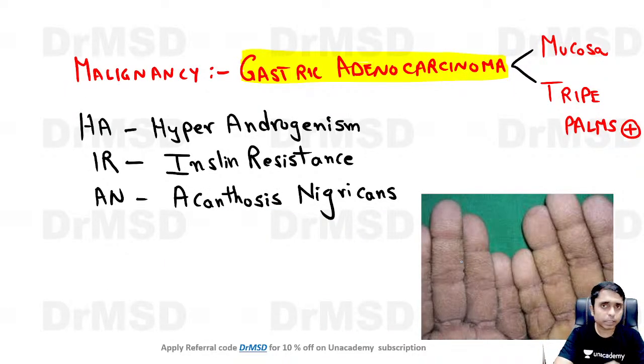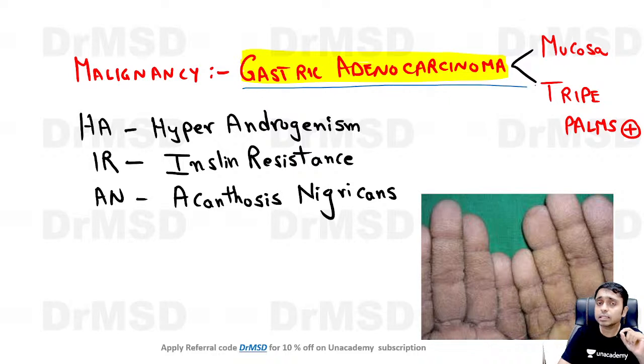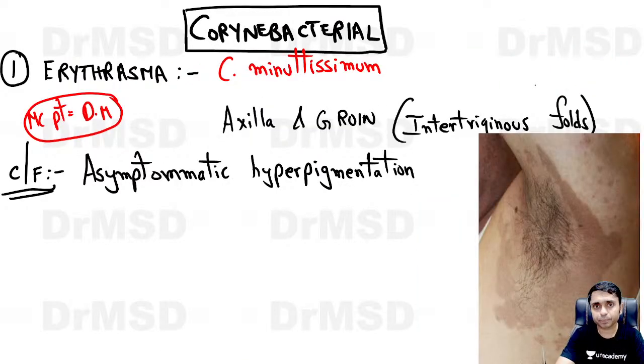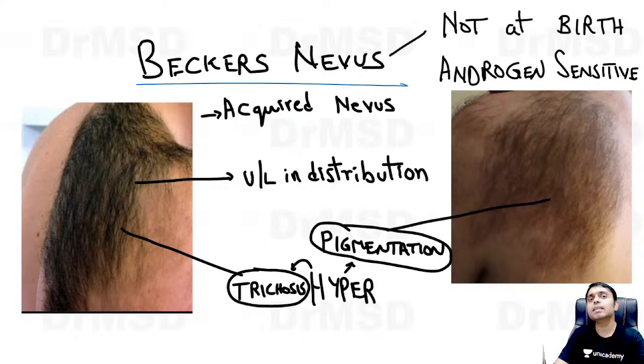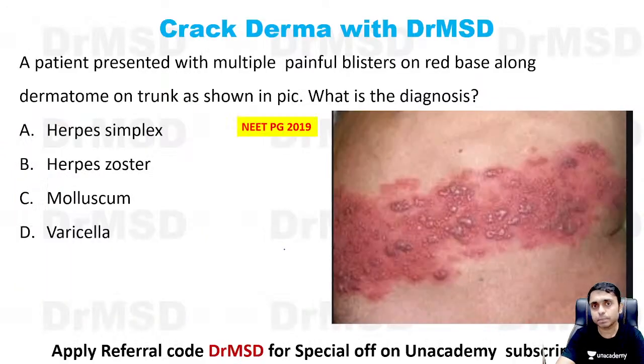And this can not only be seen associated with obesity, but also malignancy can cause this velvety hyperpigmentation, and the most common malignancy is GI related, that is gastric adenocarcinoma. And erythrasma, it is due to Corynebacterium minutissimum, whereby we can see this asymptomatic hyperpigmentation present in the axilla and groin. And Becker's nevus, it is the acquired nevus which manifests itself from the time of puberty, where we can see a brownish hyperpigmentation over which there is going to be a growth of hair. So hyperpigmentation and hypertrichosis both will be seen in these patients.